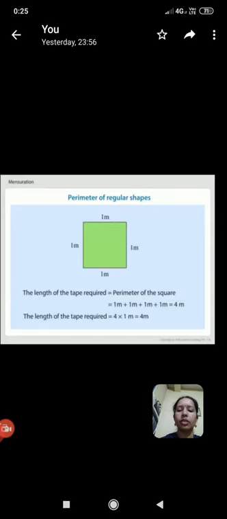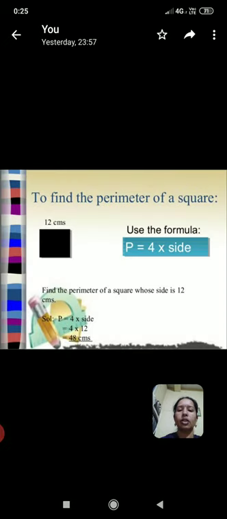One side is equal to 1 meter. 1 meter plus 1 meter plus 1 meter plus 1 meter, that is equal to 4 meters. The length of tape required is equal to 4 into 1 meter, that is equal to 4 meters. To find the perimeter of a square, the formula is perimeter is equal to 4 into side.